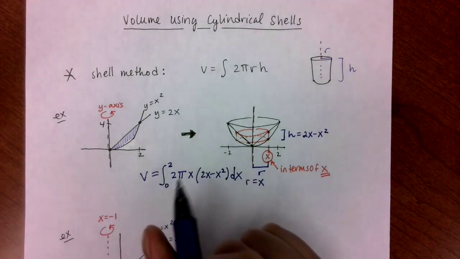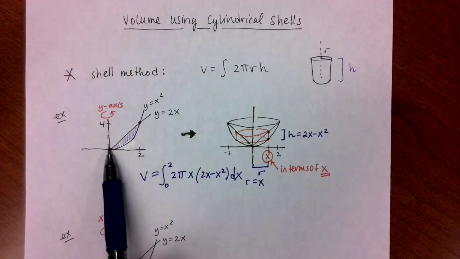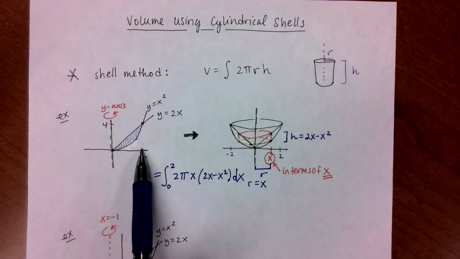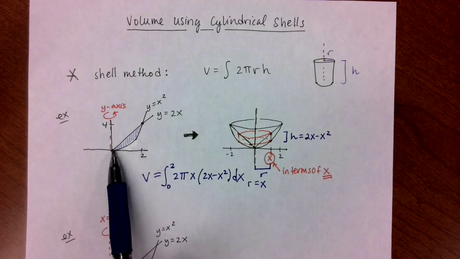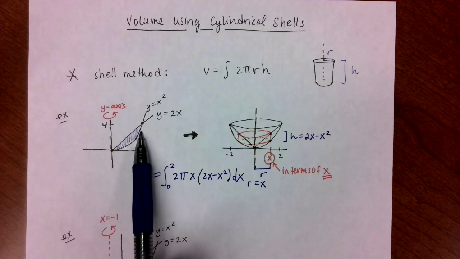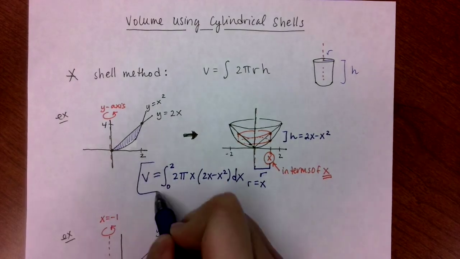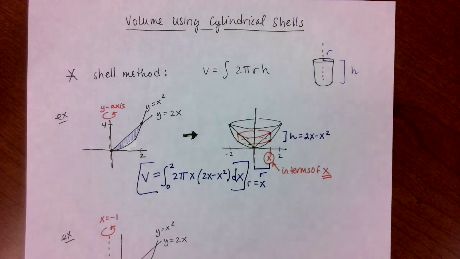The reason that's what we're choosing is because 0 to 2 defines all of the shells necessary for the shape. So we just need to set one edge of each of the shells. So if you set just the right edges, it's 0 to 2. But that should always be from the starter region. All right, so for the sake of time, we're going to leave this here. So this integral represents the volume using cylindrical shells of that solid of revolution.